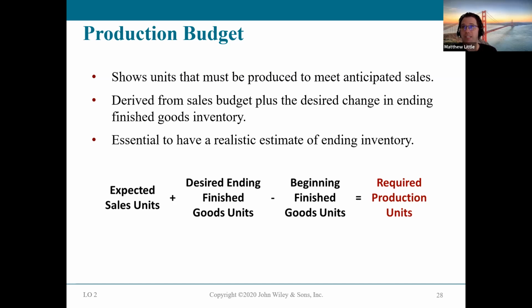However, we need to add in what's the desired change in our ending finished goods inventory. So typically businesses will always have some produced goods in inventory. So when a customer calls, here you go, I don't need to wait for it to be produced. And you always want to have a realistic estimate of that in inventory. Where are you going to keep it? Is it possible to produce that, whatever that might be? So in order to get a required production of units, we will look at our expected sales units plus our desired ending finished goods, less what we started with.